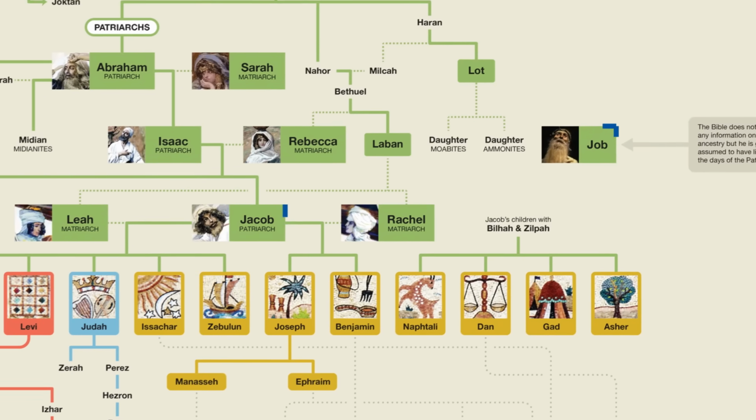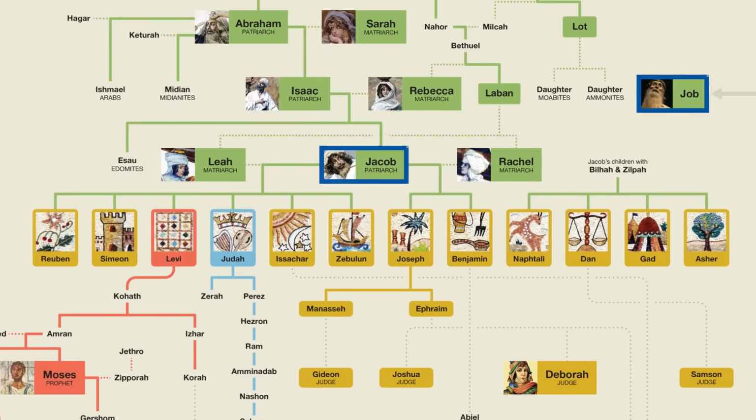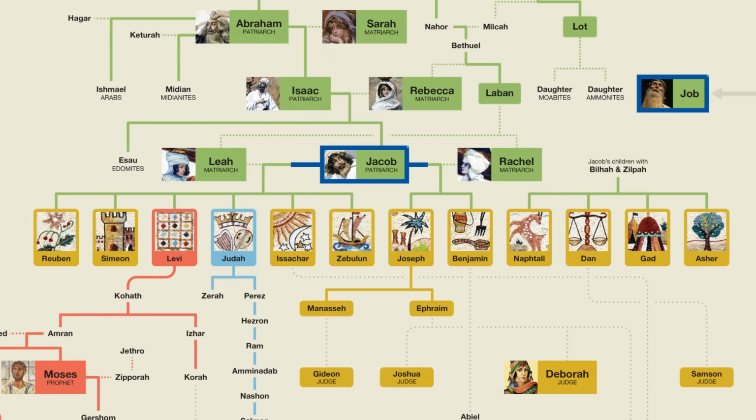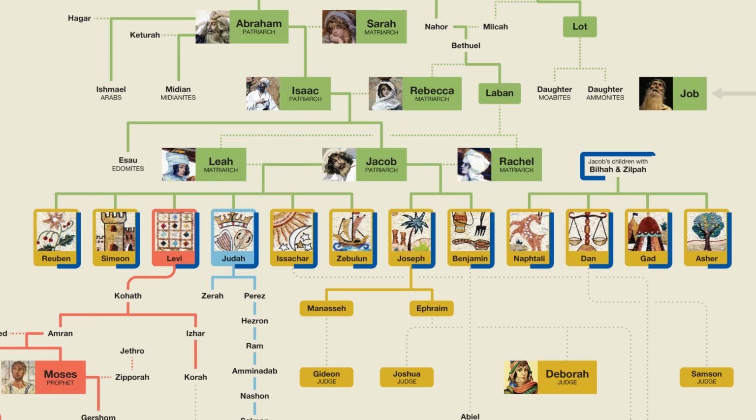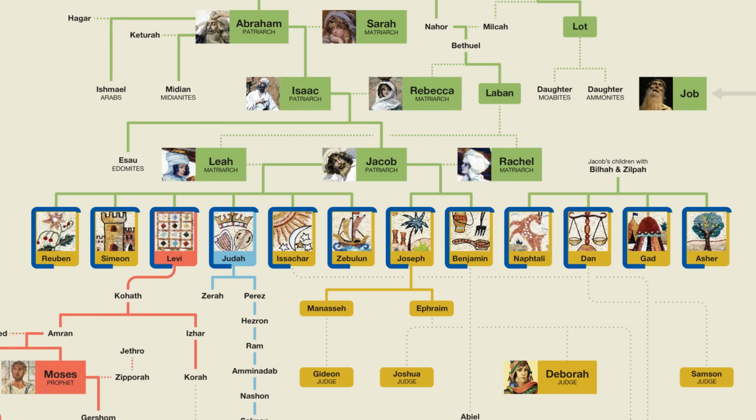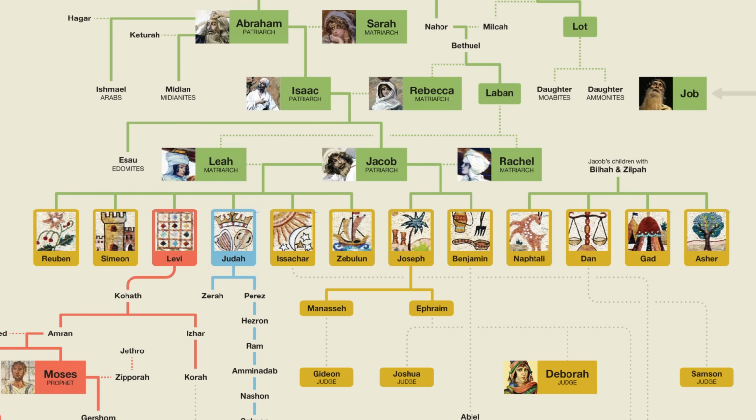Okay, let's now look at Jacob and his 12 sons. Jacob marries two sisters, Leah and Rachel, who are the daughters of Rebekah's brother, Laban. This makes Laban his uncle, and his two wives his first cousins. He also has children with Leah and Rachel's two servants, Bilhah and Zilpah. Each of Jacob's 12 sons becomes the progenitor of one of the 12 tribes of Israel.